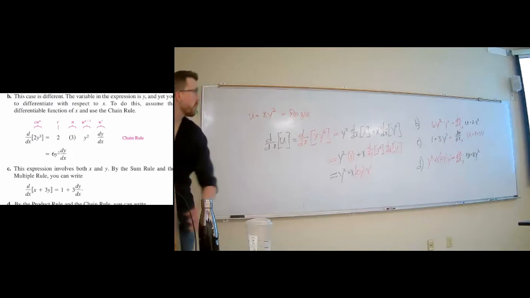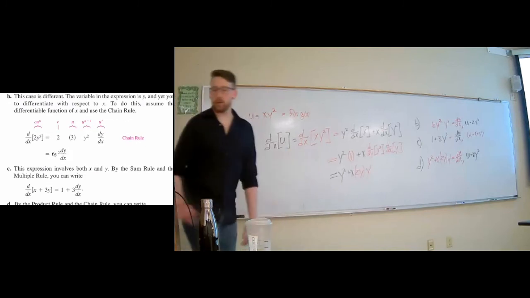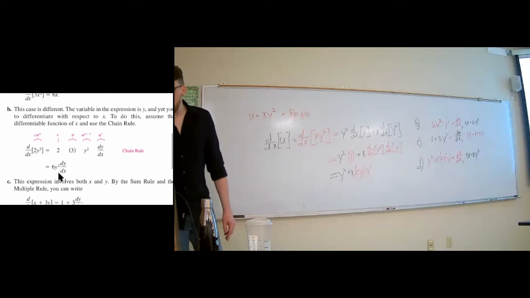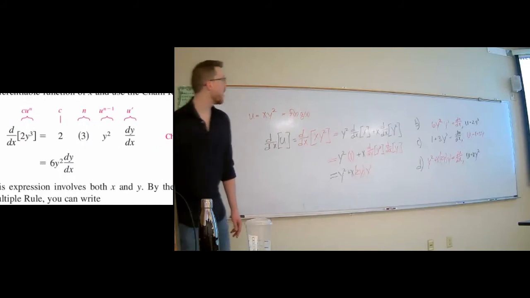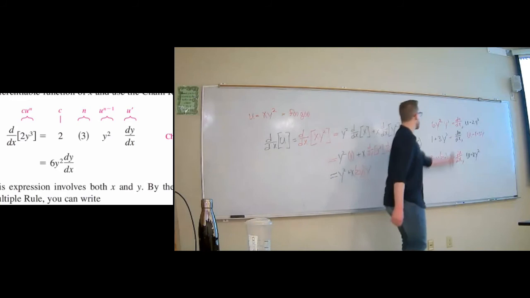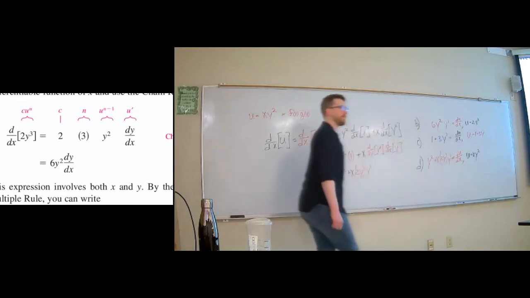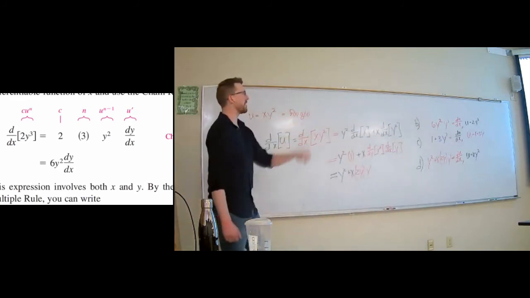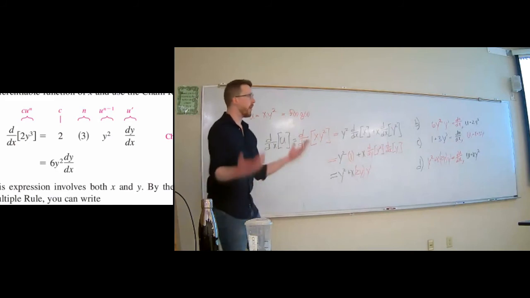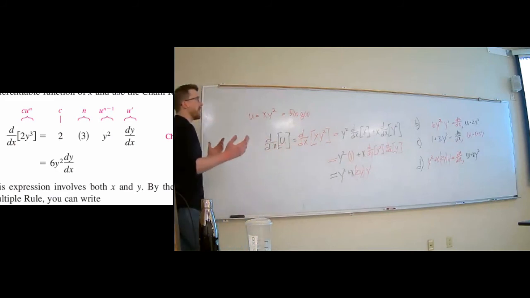So notice really quickly some difference in notation. Instead of writing dy dx, I wrote y prime. That's because I'm lazy. Y prime is the same exact thing as dy dx, right? If f prime is equal to df dx, then y prime is equal to dy dx. Same exact notation. That's the only difference here.